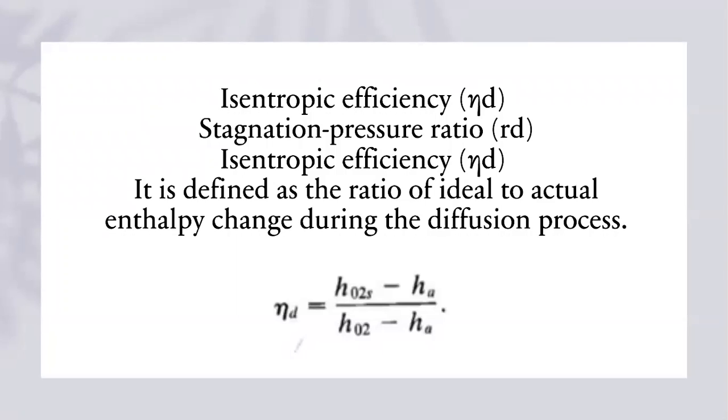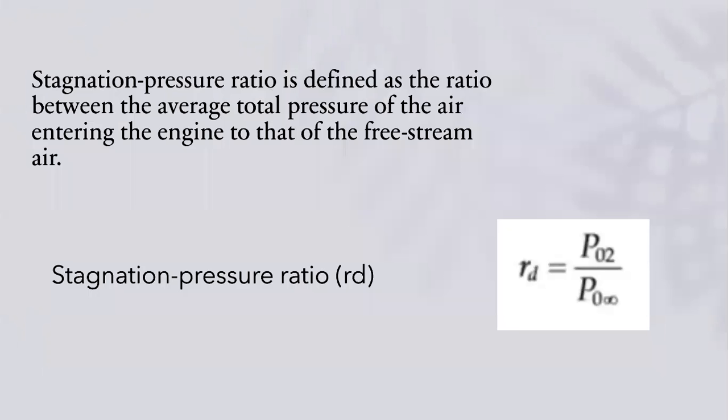The isentropic efficiency, ηD, is given as (h02s minus ha) by (h02 minus ha), and the stagnation pressure ratio is rD. The isentropic efficiency ηD is defined as the ratio of ideal to actual enthalpy change during the diffusion process. So see this is rD, the stagnation pressure ratio.